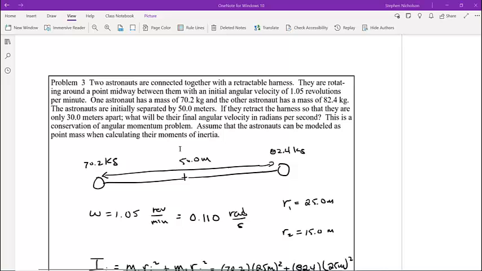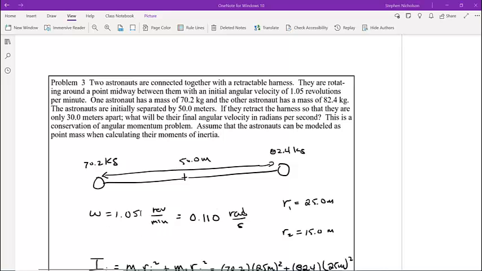The next problem is you have these two astronauts orbiting around the center. The center of rotation is halfway between. So when we calculate the moment of inertia, we use 25 and 15, not 15 and 30, even though you do get the same answer if you use those incorrect radii.